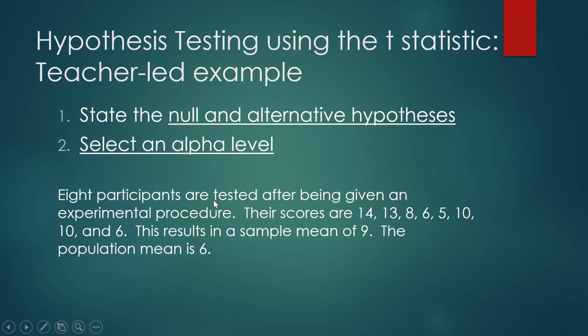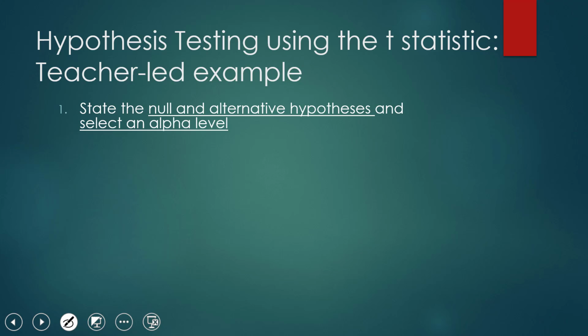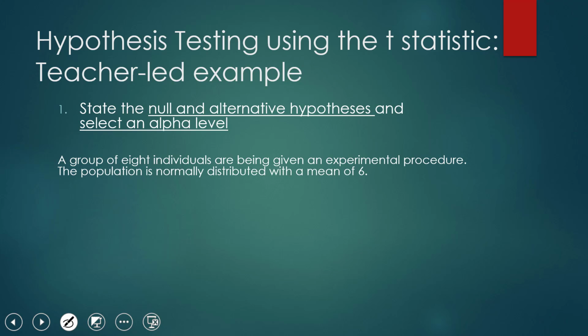So here's the example that we're going to go with, and if you haven't already, make sure you go back to the modules, print out the teacher and student-led examples, and have that with you so you can work through the problem as I do it. All right, so first we're going to state the hypotheses and select an alpha level. So here's kind of a shortened version of that.